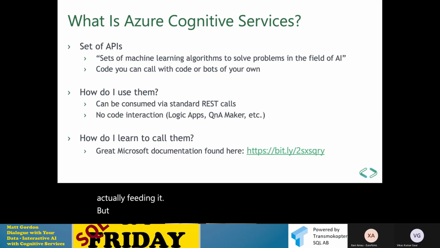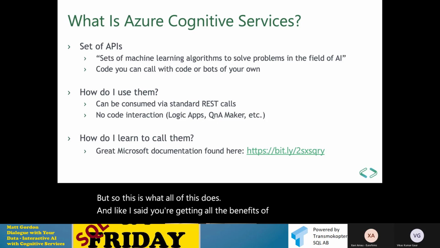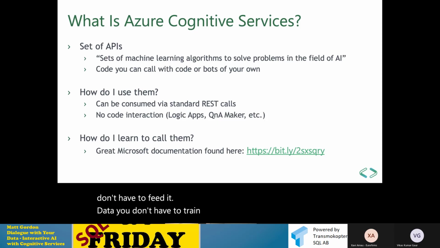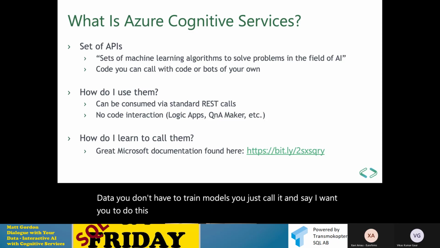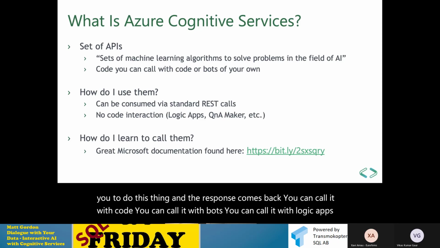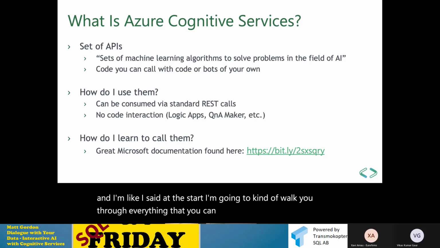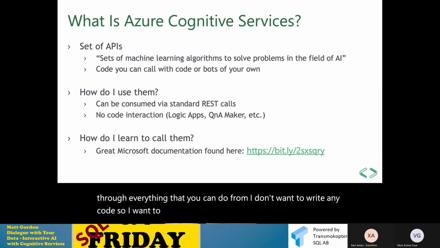But this is what all of this does. And like I said, you're getting all the benefits of what ML can do for you, and you don't really have to understand how it works. You don't have to feed it data. You don't have to train models. You just call it and say, I want you to do this thing, and the response comes back. You can call it with code. You can call it with bots. You can call it with logic apps. And like I said at the start, I'm going to walk you through everything you can do from I don't want to write any code to I want to write all the code. And you can consume that in whatever way you want.